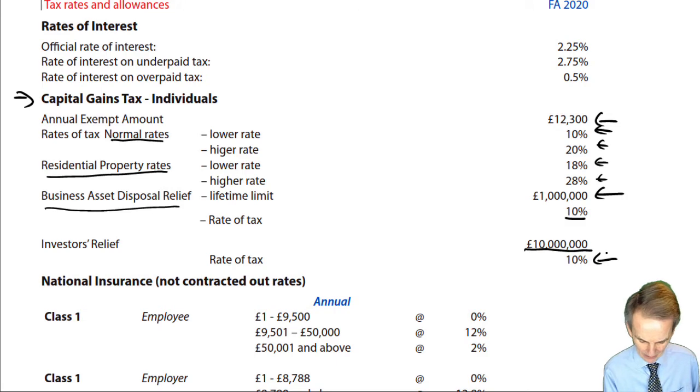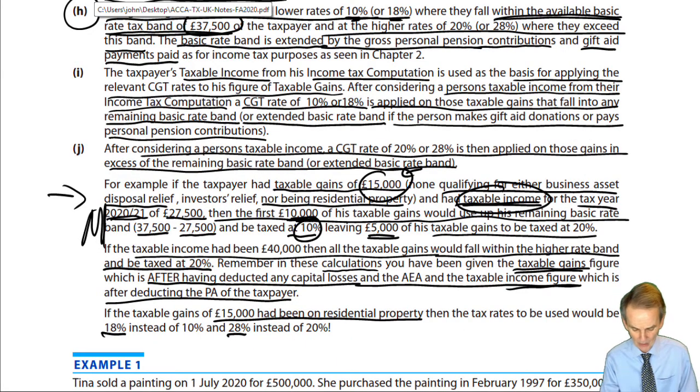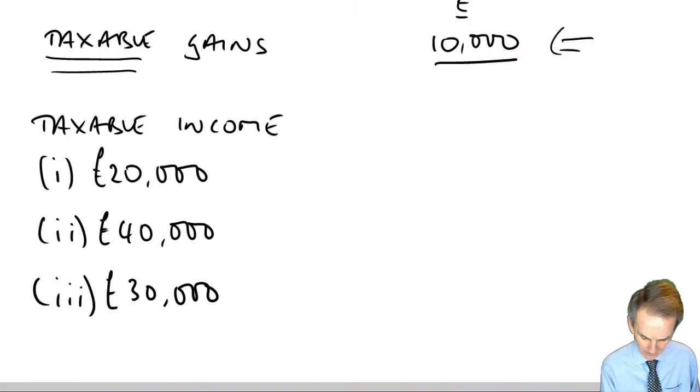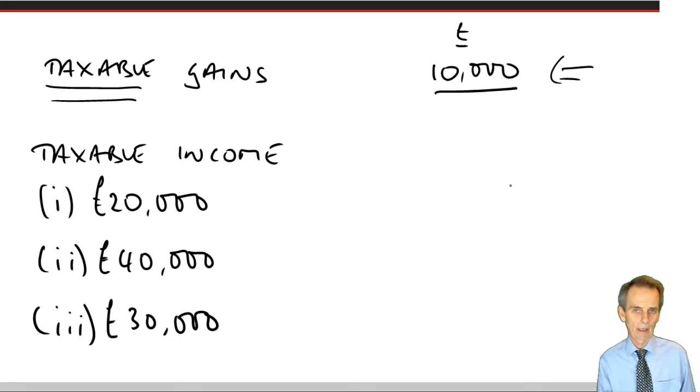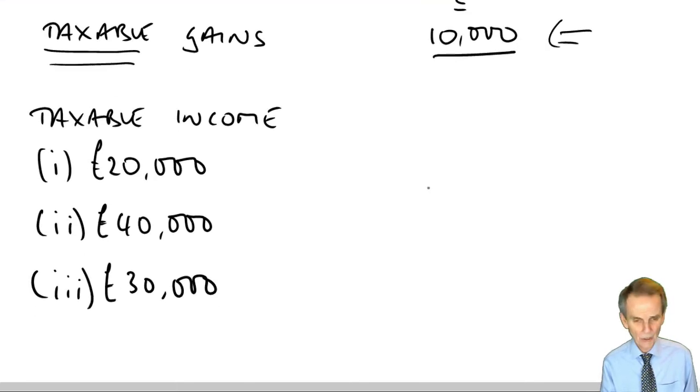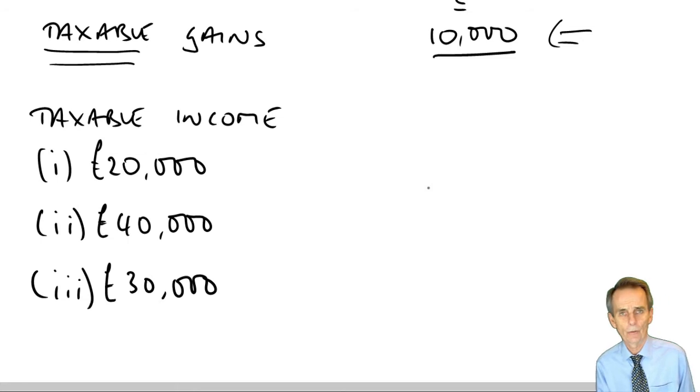You've got them here in front of you anyway in terms of this chapter. I'd like you now just to have a go at each of these particular circumstances. Again, you can just jot down quick calculations. Shouldn't take you very long at all. But firstly, what would the CGT liability be on those taxable gains if your taxable income was £20,000? Then what would it be if it were £40,000, and what would it be if it was £30,000? And if you are thinking that I'm hiding any information here, there are no personal pension contributions paid. There are no gift aid payments made during the tax year.